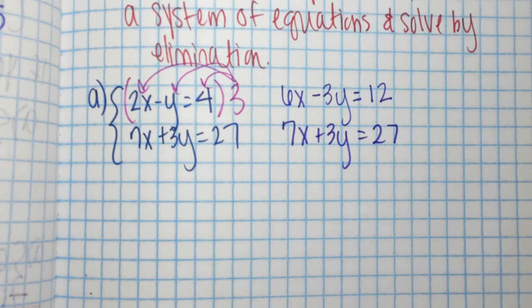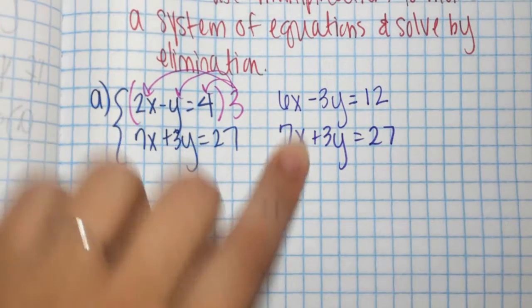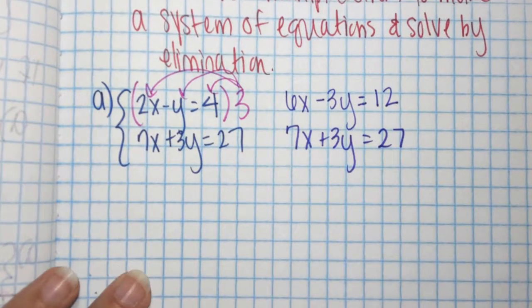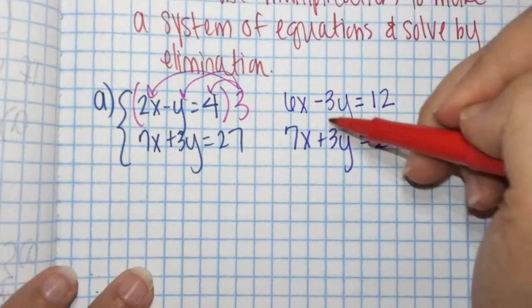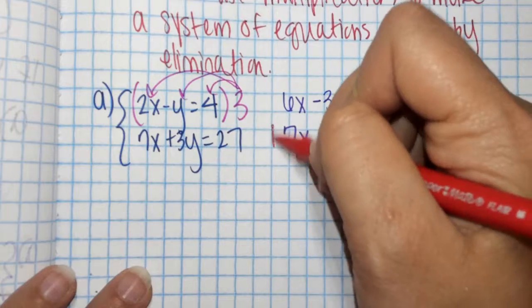Now, are we going to cancel our x's or our y's? Our y's, because they have the same coefficient. Are we going to add or subtract? We're going to add, because they have opposite signs, so we add.